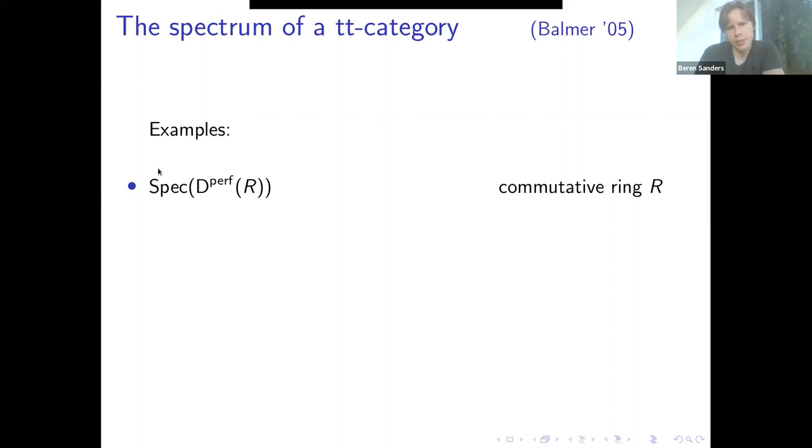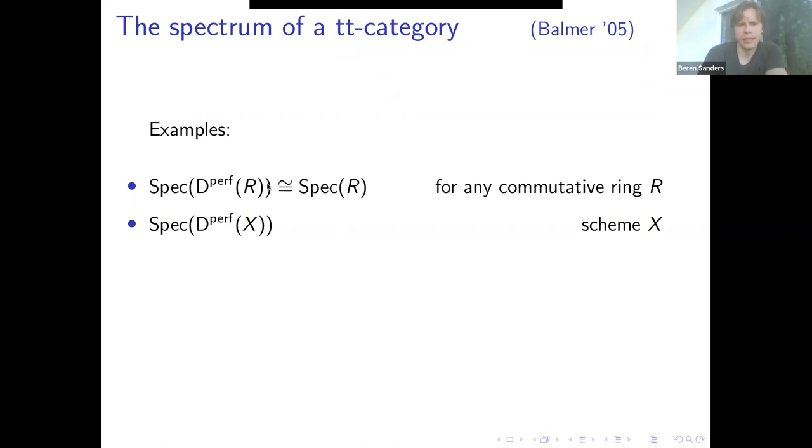Using that, you can describe the spectrum and you find it's equivalent to the ordinary spectrum of the commutative ring. So this construction generalizes the ordinary spectrum from algebraic geometry. Indeed, more generally, if you take the derived category of perfect complexes on a scheme X, the Balmer spectrum of that category recovers the scheme X. This is from the work of Thomason.